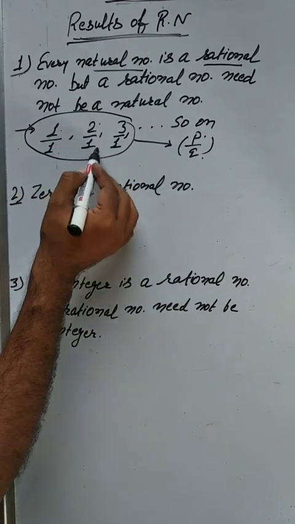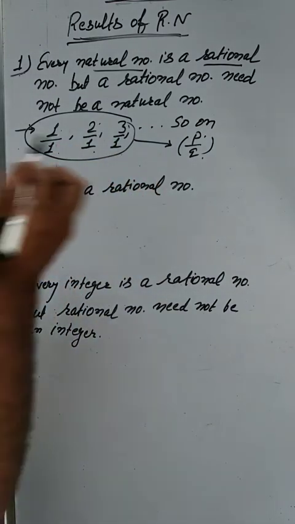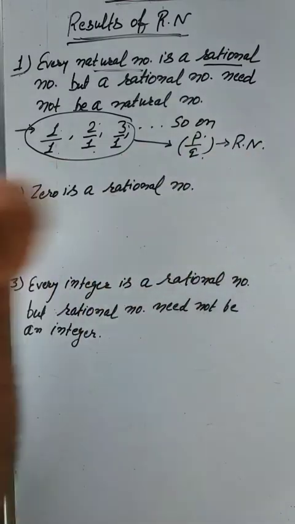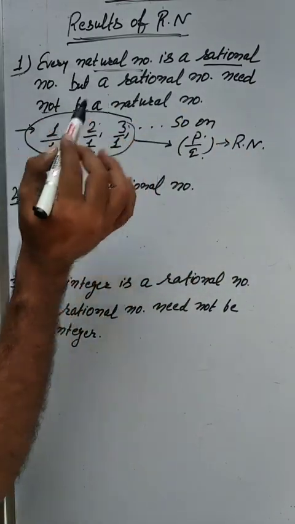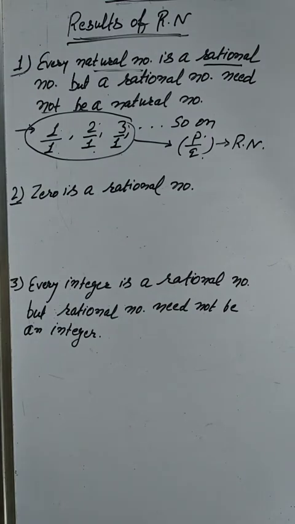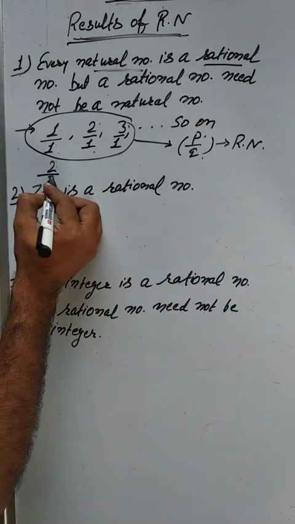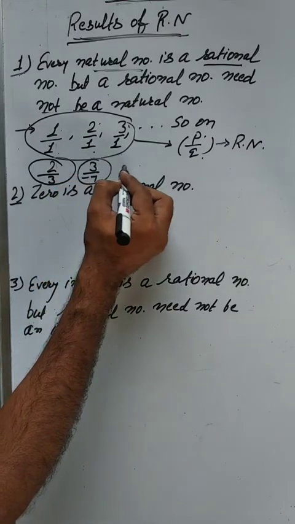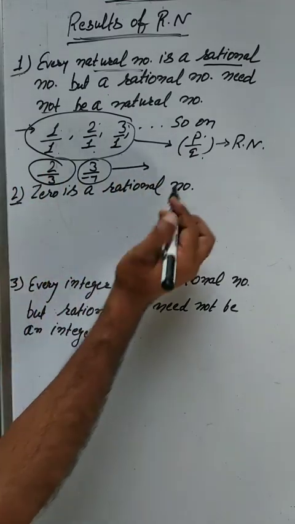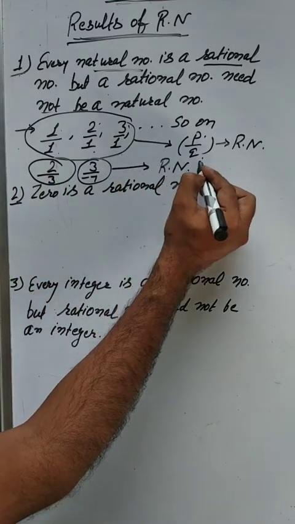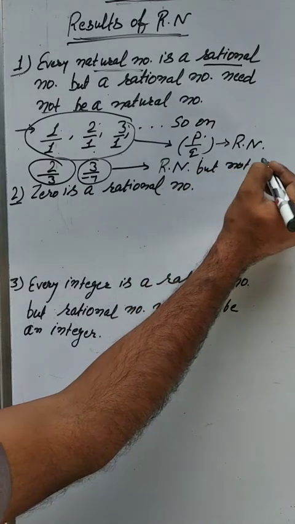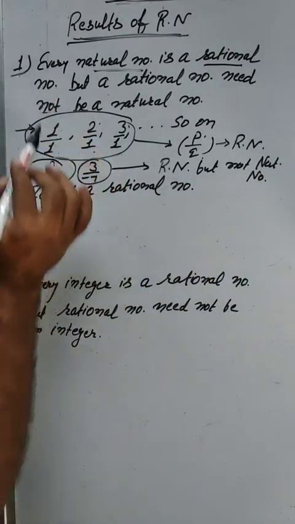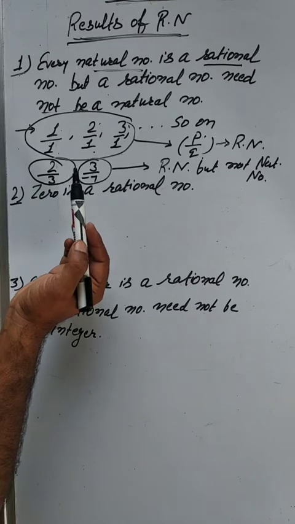1 upon 1, 2 upon 1, 3 upon 1. So all the natural numbers are rational numbers. But a rational number need not be a natural number. Like 2/3, 3/7, -7 you can say. These types are rational numbers but not natural numbers. Clear? So all the natural numbers are rational numbers, but a rational number need not be a natural number.